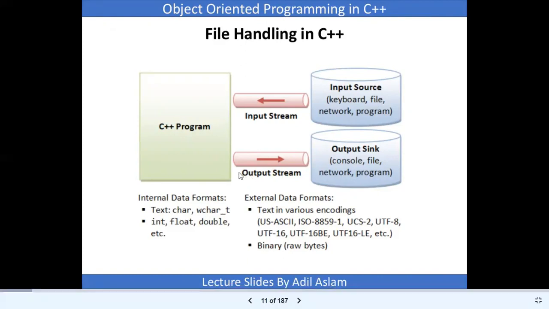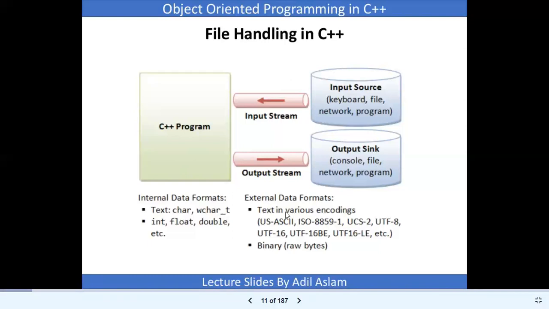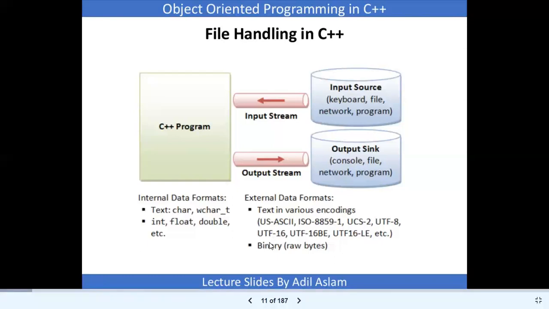And when we give output to the console or to a file, meaning we are writing data to the console, your screen, or writing data to a file: in the case of the console, we use the cout object, and in the case of a file, we use file objects. The internal data formats may be character types, wide character types, integer, float, and double. These are the basic data types in which the data is internally represented. For external data formats, there are different types of encodings used to write the data, and the second form is binary.